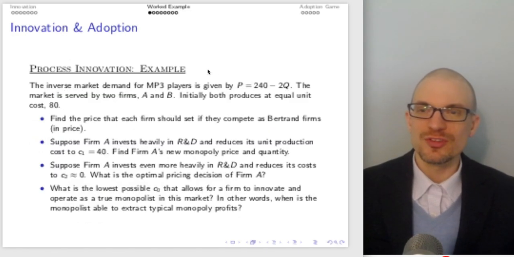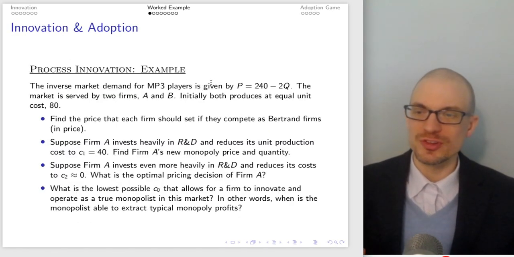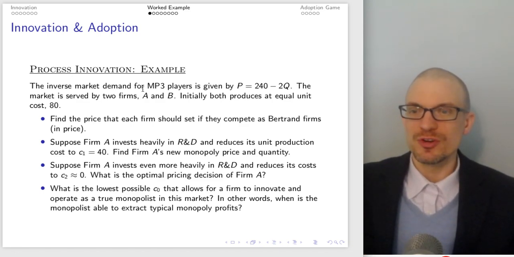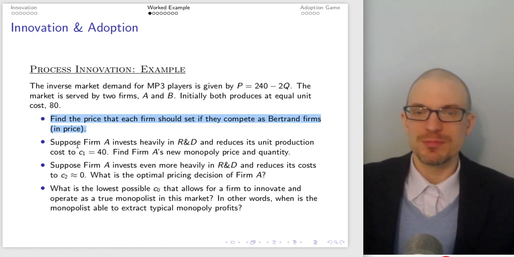All right, so I've got a worked example for us to go through. I'm going to show you this first slide, and then I'm going to go through it both in the slides and then with a picture. So the inverse market demand for MP3 players is given by this inverse demand curve: 240, this is going to be the vertical intercept, minus 2Q. The market is served by two firms, firm A and firm B, initially both produce at equal marginal cost 80. So part A, find the price that each firm should set if they compete as Bertrand firms.